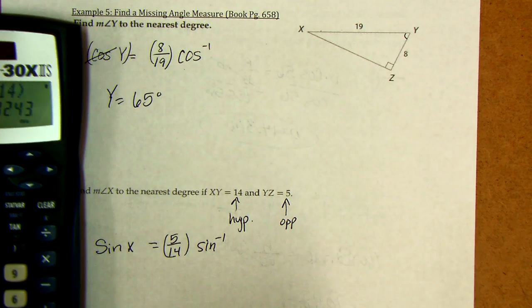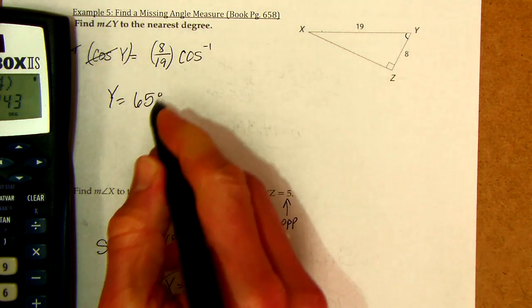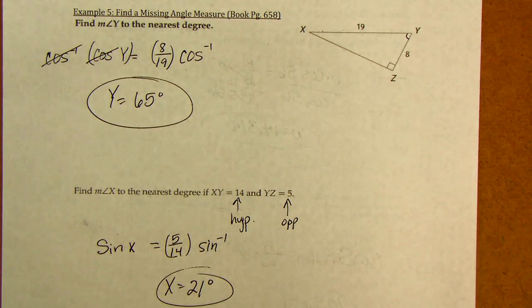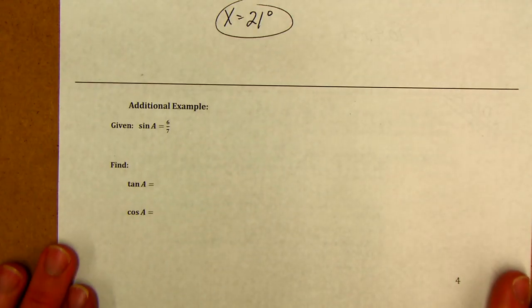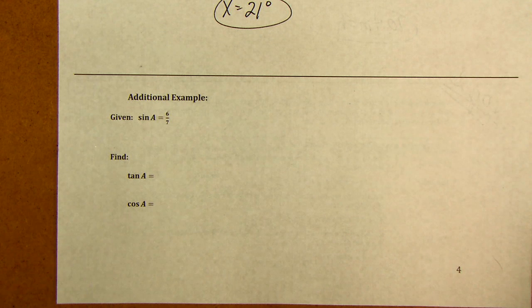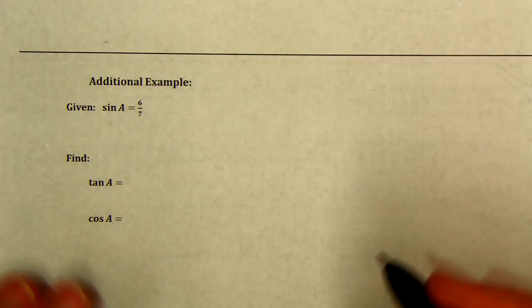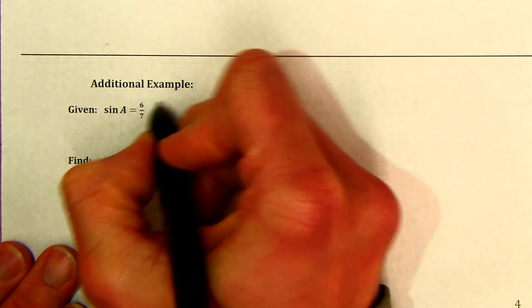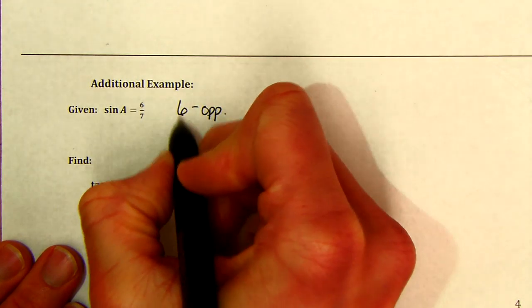All right, so we can use the same thing. Now, here's the cool thing. What if I am given this? So I'm given the ratio, sine of A equals 6 over 7. Well, remember, sine is opposite over hypotenuse. So 6 is my opposite side. 7 is my hypotenuse. So what I need to find is the adjacent.